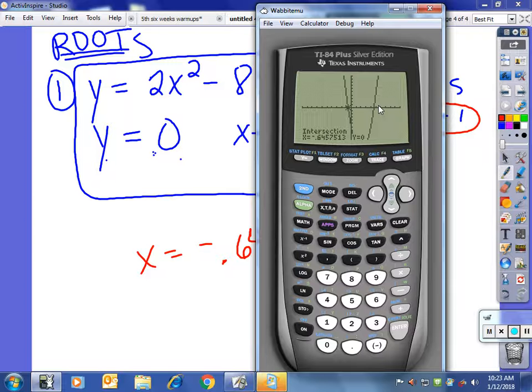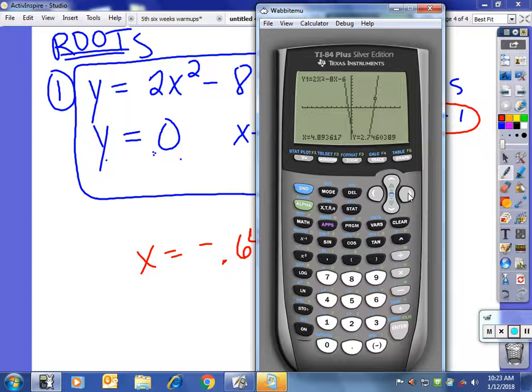When you hit trace, do not hit the up and down arrow, because that will jump you off of your parabola. Hit trace, and then hit the right or left key, depending on which way you need to move. I just need to get over there to the other side. I don't have to be right on it. I just have to be closer to the other root, somewhere on the other side. And then I do that whole thing again. Calculate, intersection, enter, enter, enter.